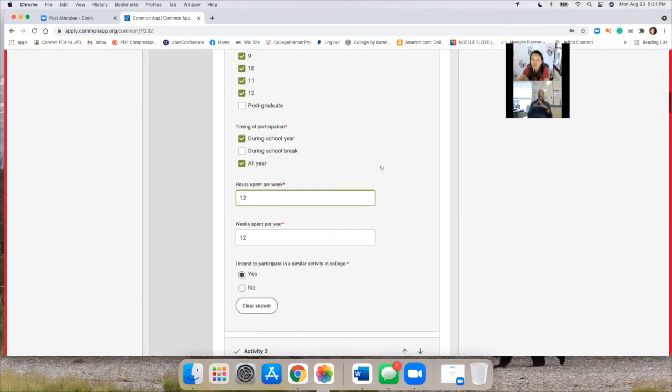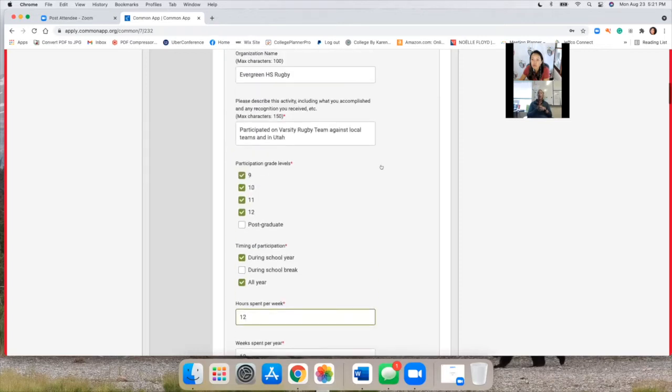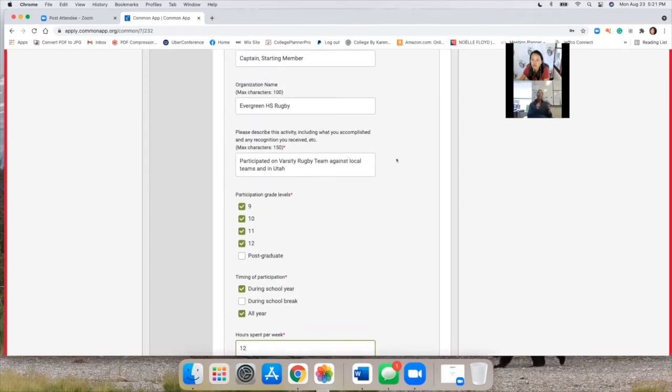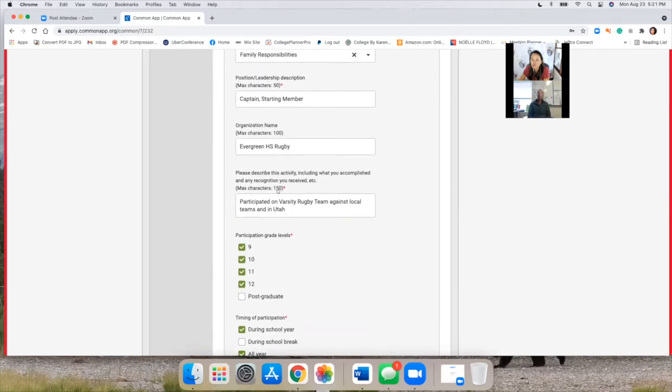You can only add 150 characters, not words, but characters. And characters include both dashes and spaces in the description of what you do. So you want to plan that out. And obviously they have a word count in documents, so you can use that as a good starting point. It will also count it out for you and let you know where your limit is. Make sure that you use those 150 characters wisely.